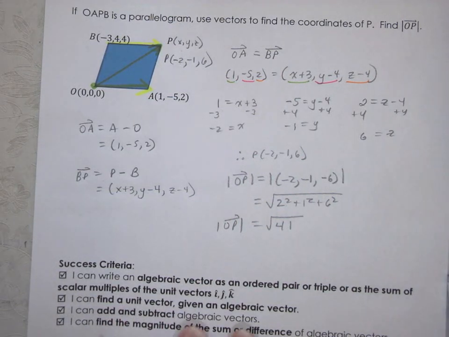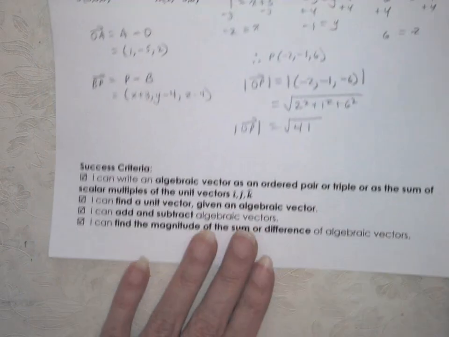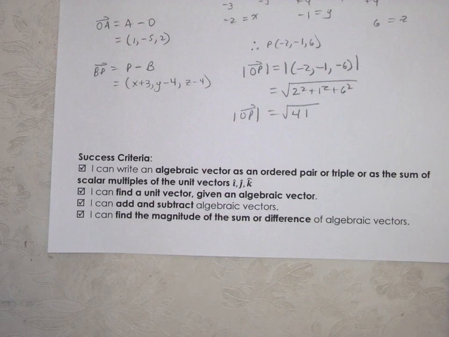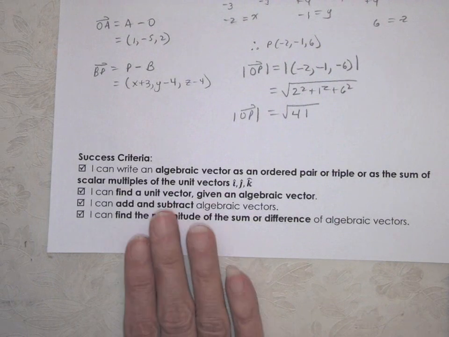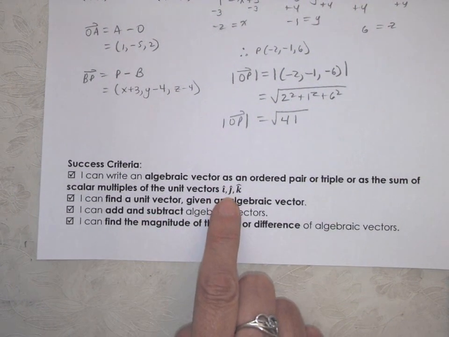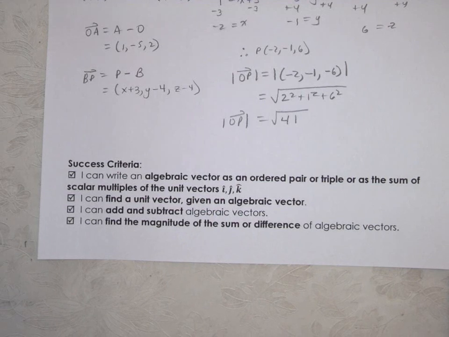All right, and that is our lesson. So make sure you can write an algebraic vector as either an ordered pair or triple and in terms of i hat, j hat, and k hat, two different notations. Find a unit vector given an algebraic vector, add and subtract algebraic vectors, and find the magnitude of the sum or difference of algebraic vectors.